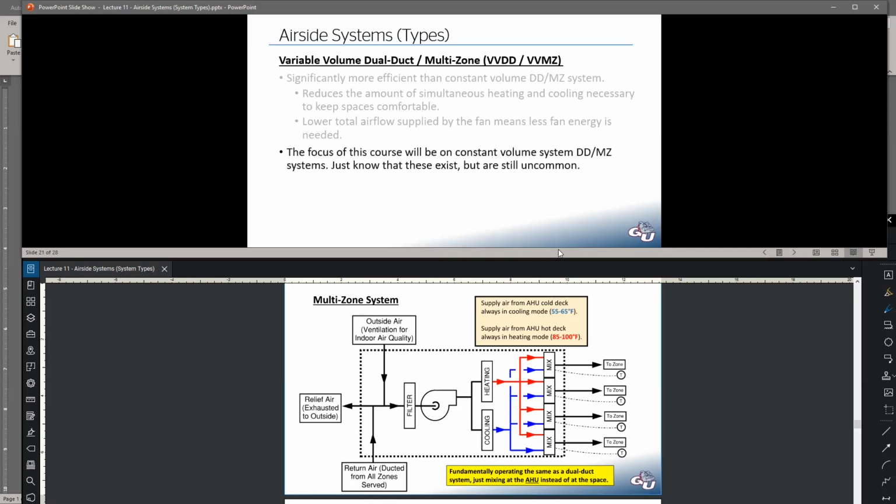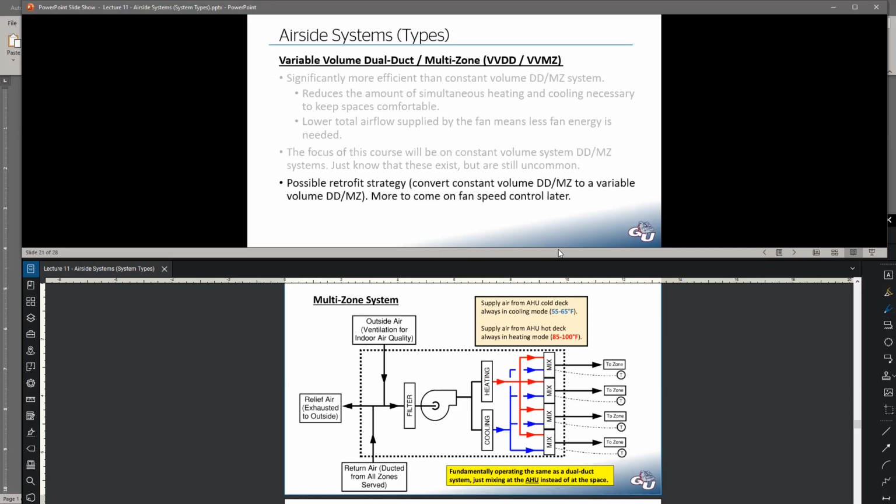We won't spend a whole lot of time talking about variable volume dual duct and multi-zones, but it is worth a quick digression to talk about them. There is a possible retrofit strategy here as well, if you can convert a constant volume system to a variable volume system, but we will talk more about fan speed control in a later lecture.